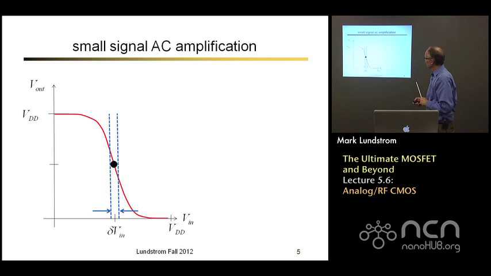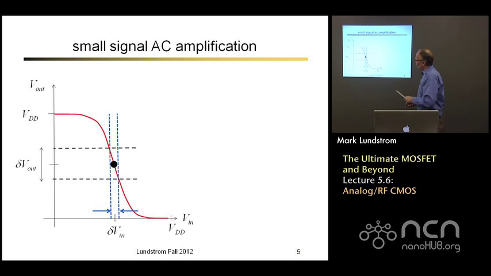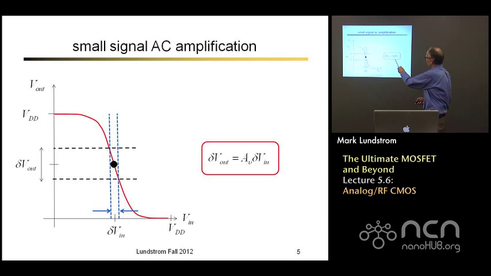negative in this circuit. And you can see that what happens is that because the magnitude of the slope is greater than 1, we're going to have an amplification of the output signal. It'll be bigger than the input signal. So we have small signal amplification. It's negative in this particular circuit, but its magnitude is bigger than 1, so we can amplify signals.